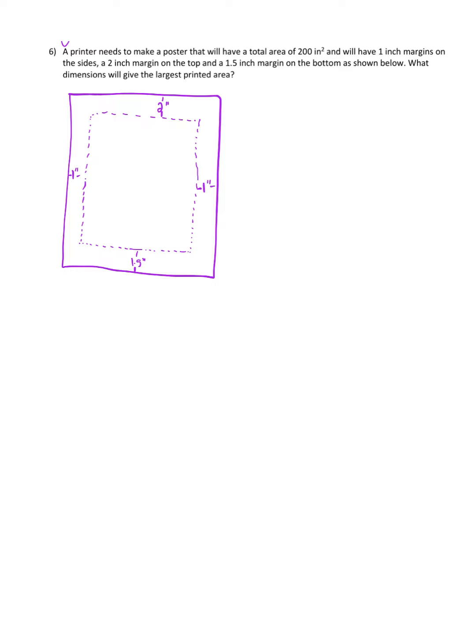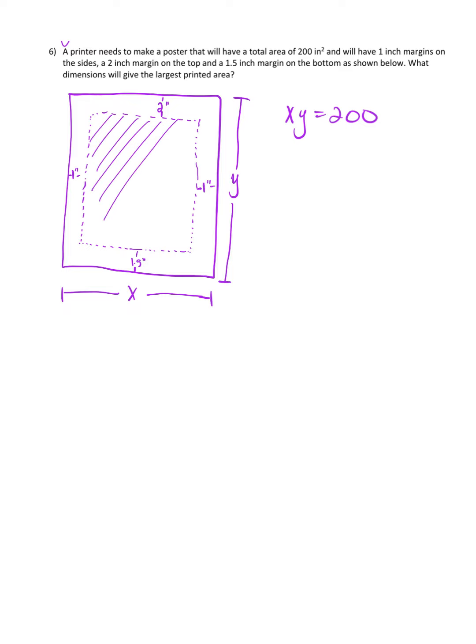They told me that the total area of this thing, printed area plus margins, the total area is 200 square inches. So let's call this outer distance X and this distance Y, the length and width of the poster. So the area, X times Y, is supposed to be 200. That was given. And then what we're supposed to maximize is this area inside the margins. We want to maximize this area.